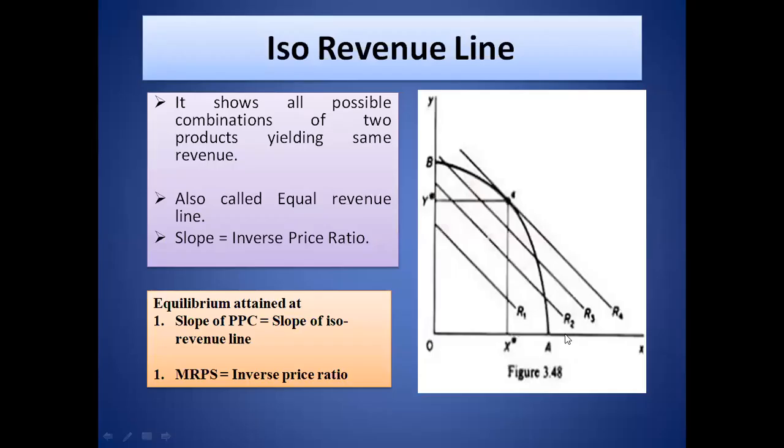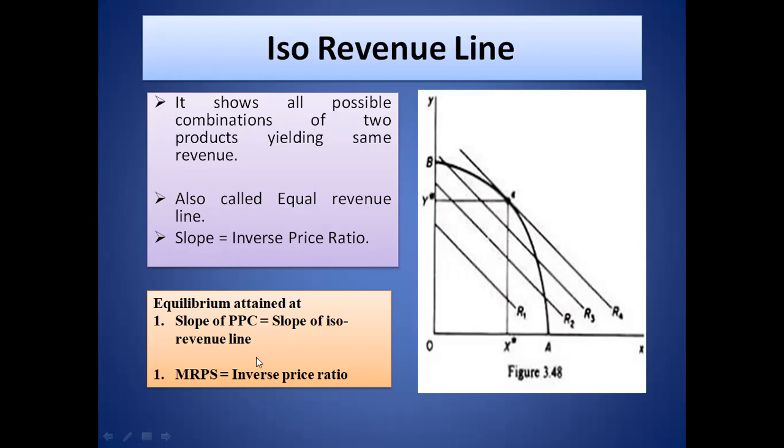Here, just like your budget line and ISO cost line, here it is the ISO revenue line. What is the ISO revenue line? It shows all the possible combinations of two products yielding the same revenue. Those combinations of two products will give the same revenue, they will provide the same return. That's why they are called equal revenue lines. So this is your ISO revenue line. See, different lines are there, R1, R2, R3, R4. There are different ISO revenue lines.